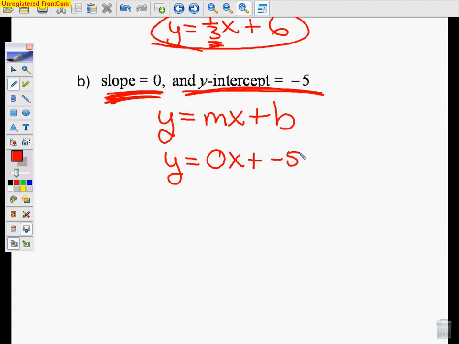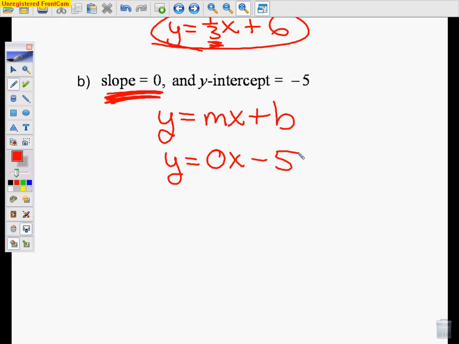Now, most of the time this plus negative, I don't want to see it. I'd rather not see plus -5. Plus -5 is the same thing as doing what? Yeah, exactly. It's just a -5. So instead of plus -5, let's just write -5.